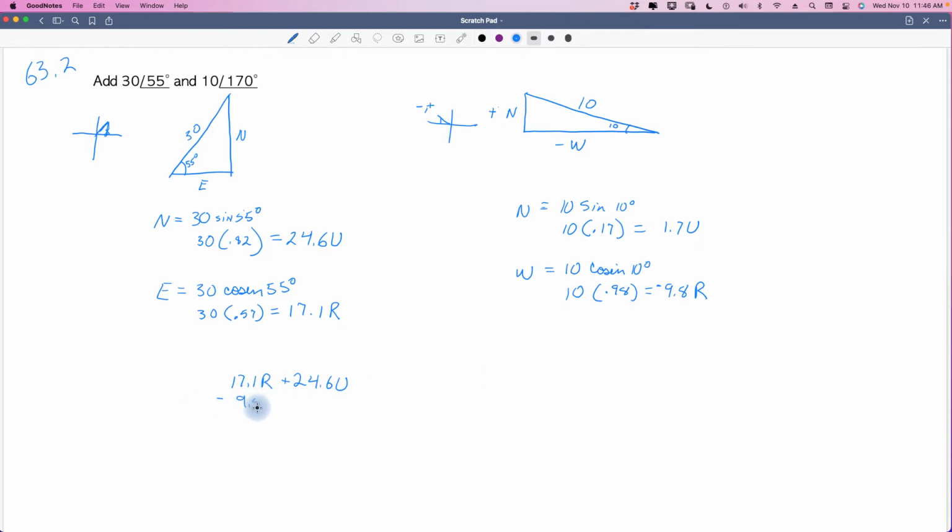Negative 9.8r plus 1.7u. And now we can combine them. And we get, that's going to be 13, carry the 1, that's going to be 6. So 26.3u plus, and then our r. And we have 17.1 minus 9.8. That's going to be 7.3. So 7.3 to the right plus 26.3 up.